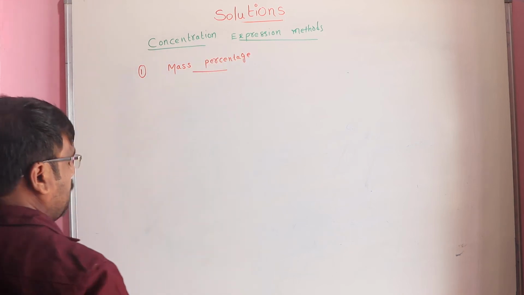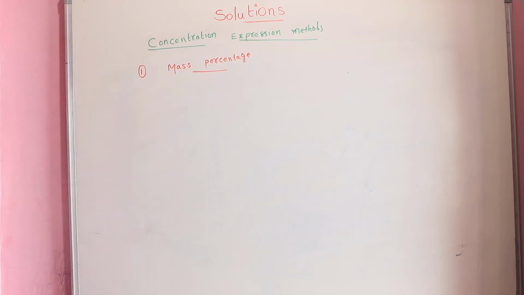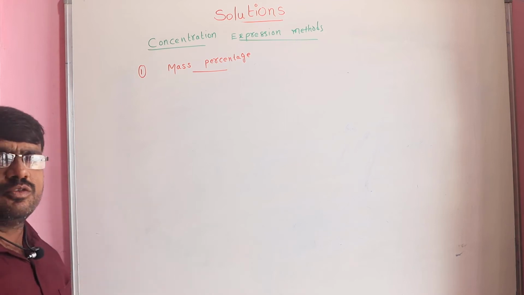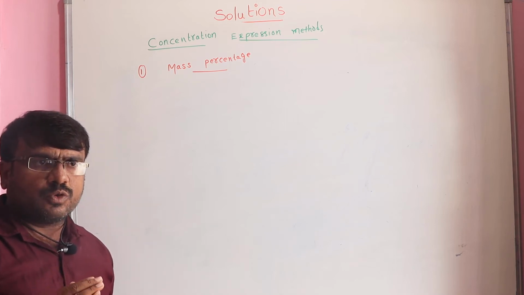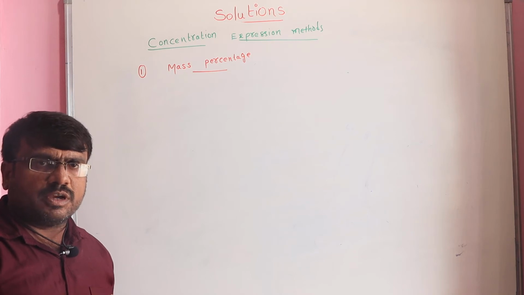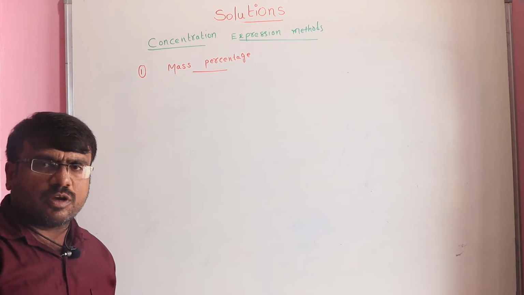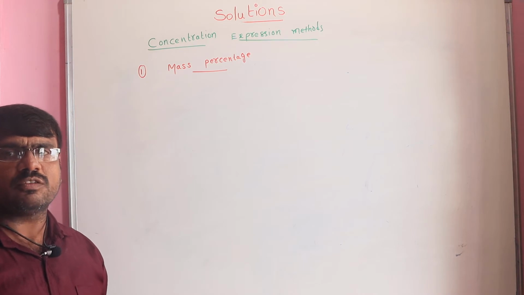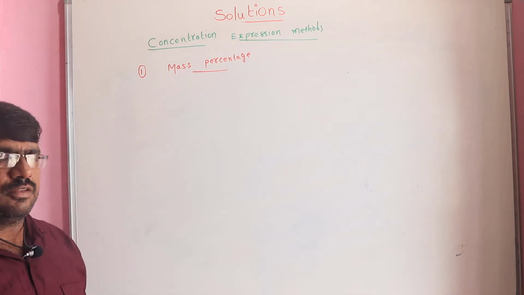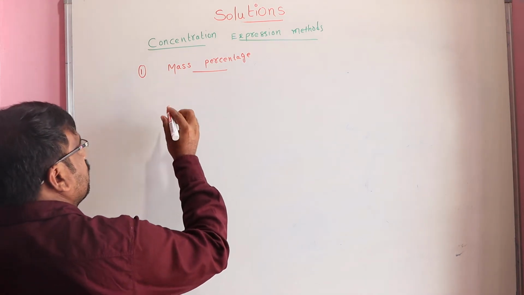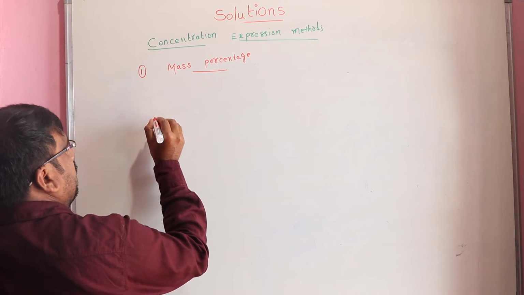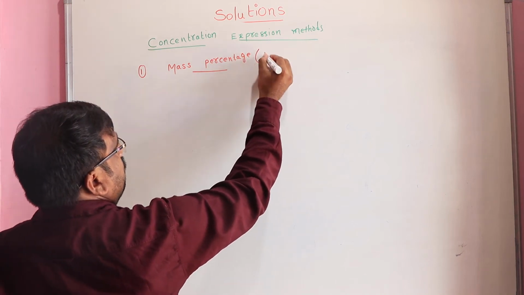Right. Mass percentage. Here, what is the definition of mass percentage? The amount of solute or solvent present in 100 grams of the solution is known as mass percentage. And what is the formula we are using to calculate mass percentage? W by W.